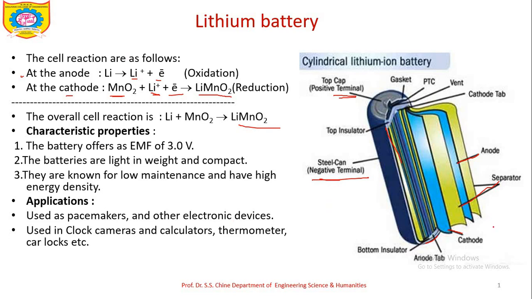Now the properties: it gives about 3 volt EMF. These batteries are generally light in weight and compact. They are known for low maintenance and have high energy density. The applications of these lithium batteries are similar to the previous one, as they can also be used in heart pacemakers. Other electronic devices can also use them. They can be used in clocks, cameras, calculators, thermometers, car locks, etc. All these are applications of this lithium battery.